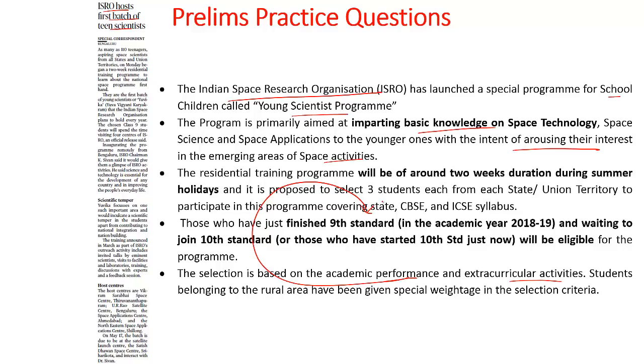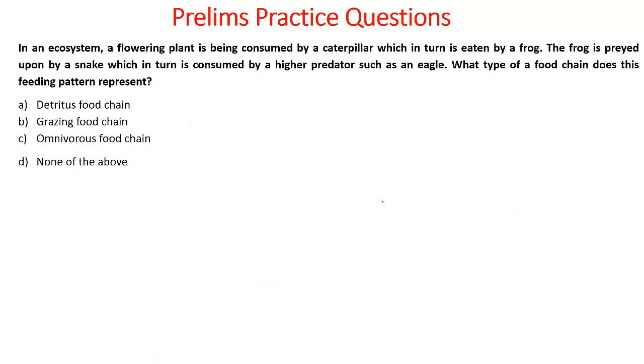Let's look into the next practice question. In an ecosystem, a flowering plant is being consumed by a caterpillar, which in turn is eaten by a frog. The frog is preyed upon by a snake, which in turn is consumed by a higher predator, such as an eagle. What type of food chain does this feeding pattern represent? The answer for this is grazing food chain.